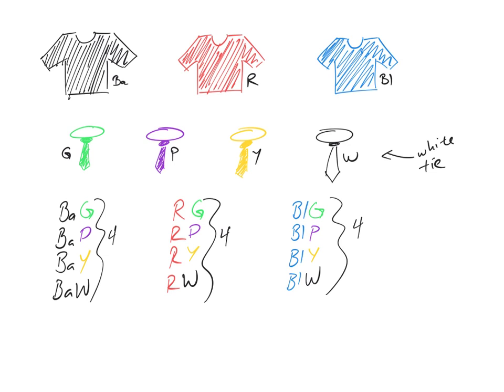All right, so let's take a look here. How many different ways? We've got 4 and 4 and 4. That makes 12 ways, aka outcomes.